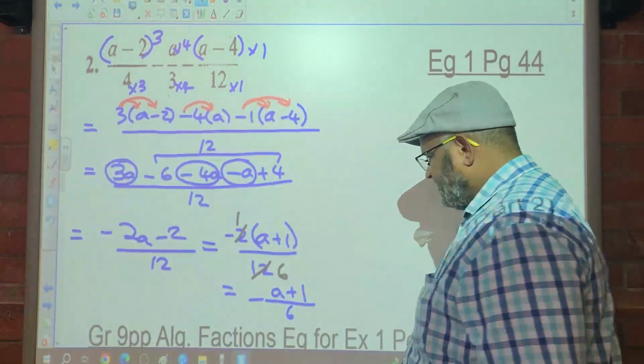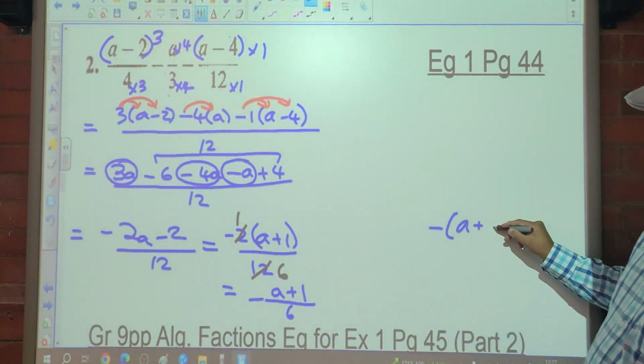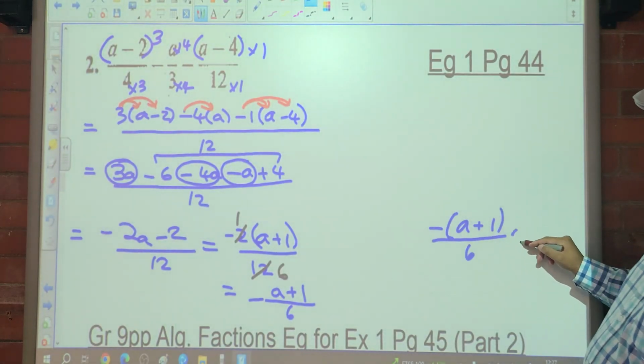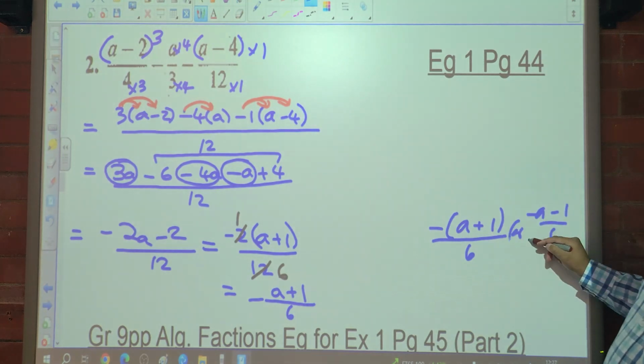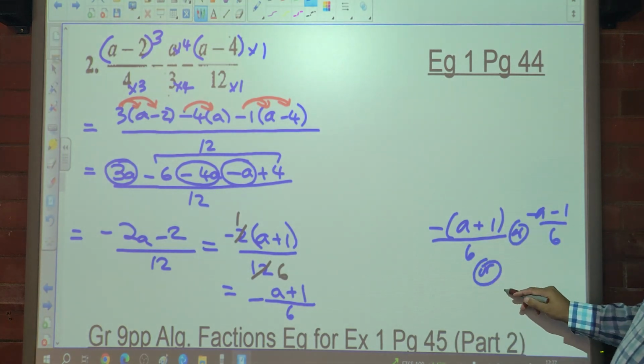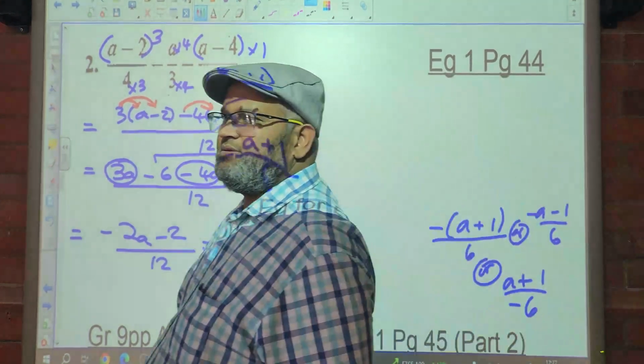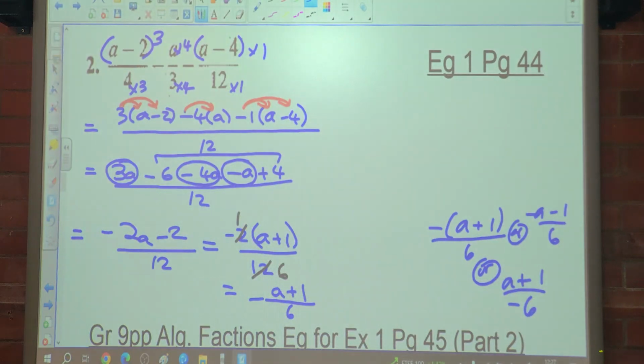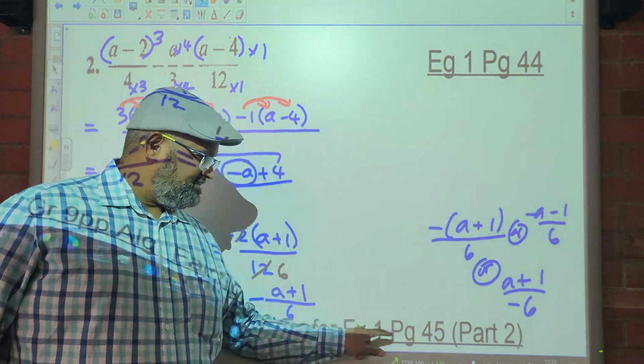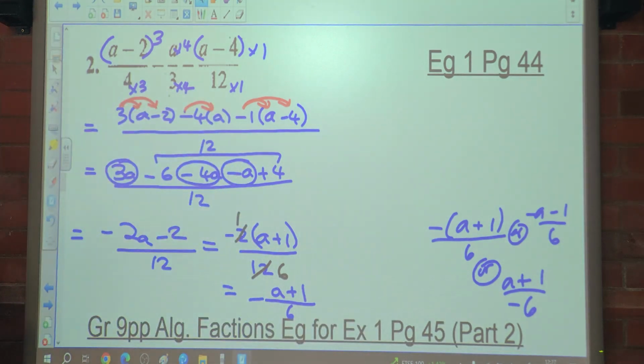The negative can lie next to the fraction or by the numerator, or negative a minus 1 over 6, or a plus 1 over minus 6. All of these answers are acceptable. All mean the same thing. Okay? That is why math is so easy. You've got many solutions to the same thing. Many ways of writing the same thing. People, any question, any confusion here? Let's do it again.